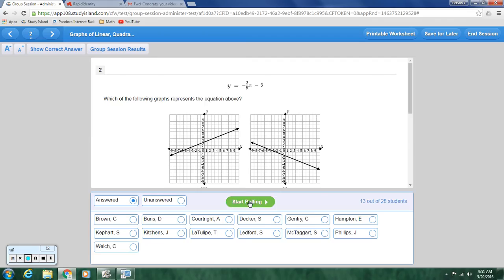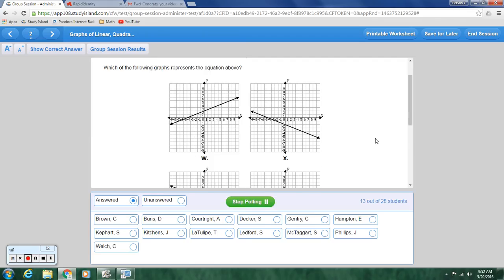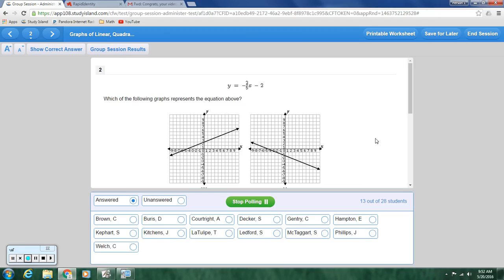Alright, next question. Same thing. Picking a graph. You got a negative slope this time, -2/5x, and a -2 intercept. Now these are ones that you will get on your non-calculator portion of your test. You do not need that calculator to answer this question. You should know based on that slope and the y-intercept what that answer is. Based on the slope and y-intercept, you shouldn't need to use your calculator for this one.